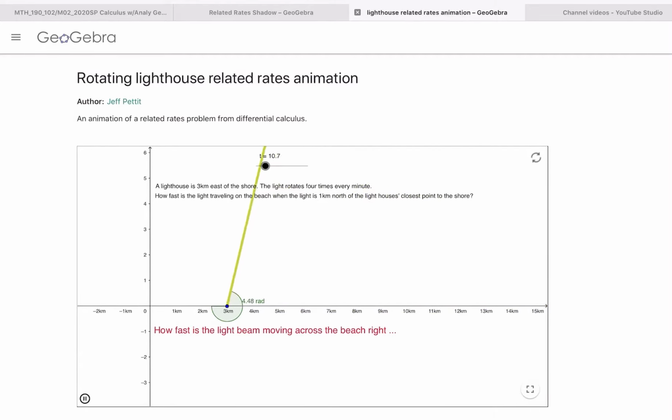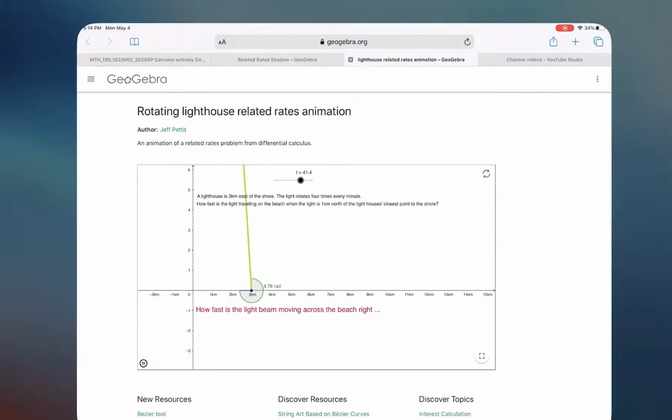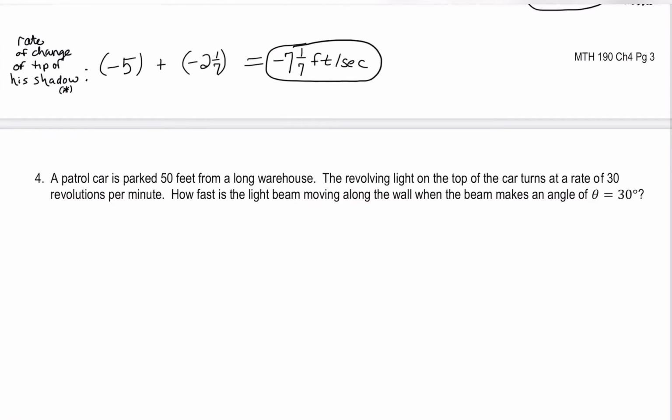And we want to know how fast it is traveling along the wall at a particular instant. In this example, it's when it is 1 kilometer north. In ours, it's going to be when the angle is 30 degrees. Now watch the light move along the wall. Now, that's when they wanted to know. So we have a very similar kind of situation here. But we want to know at the instant when the angle is 30 degrees. So let's go back and see what we can come up with here.